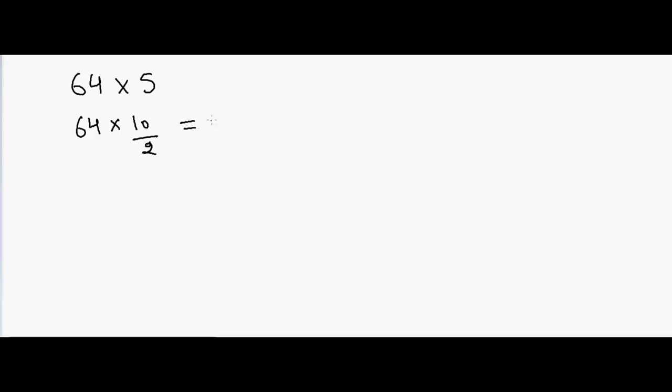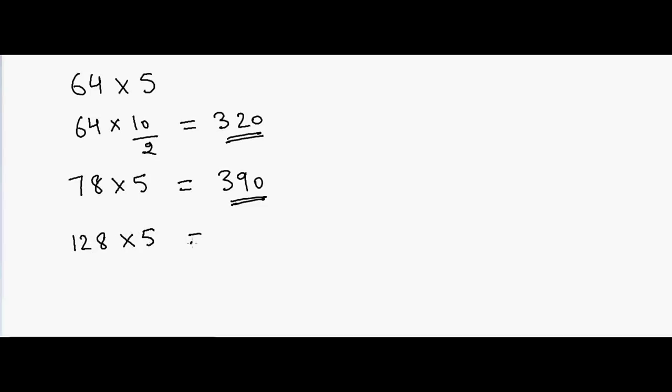Half of 64 is 32. So the answer is 32 and a 0. So it's 320. Again, if I have to multiply 78 by 5, the answer will be equal to half of 78, which is 39, and then a 0. So that's 390. Again, if I have 128 and want to multiply by 5, that will be equal to 64 and a 0, and that's your answer.